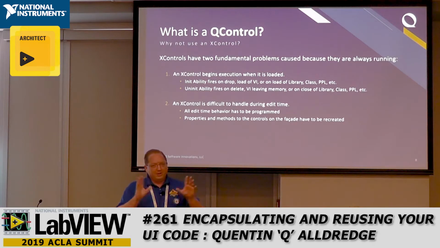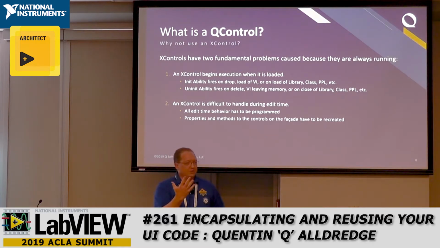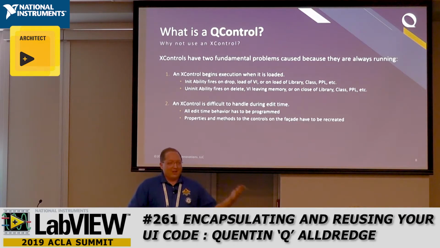So if you have just a vanilla VI, it's not in a library, it's not part of a class, when does your X control run? It runs when you plop it down, it starts running. Or when that VI opens, it starts running. If that VI is in a library or a class, essentially the X control starts running when the VI gets put into memory. But when does the VI get put into memory when it's in a library or class? When the library opens.